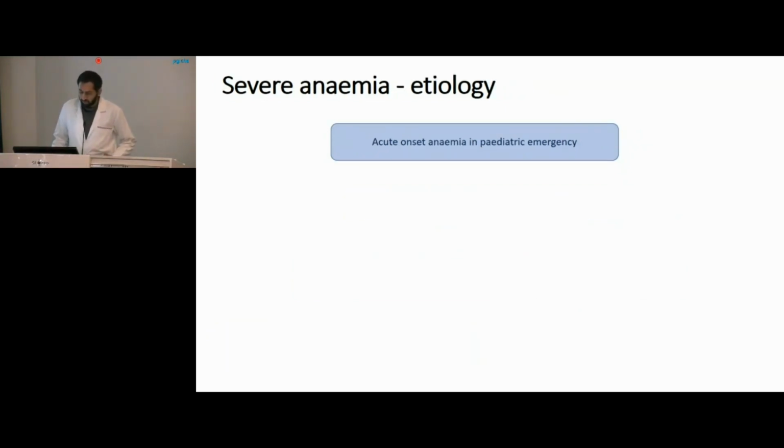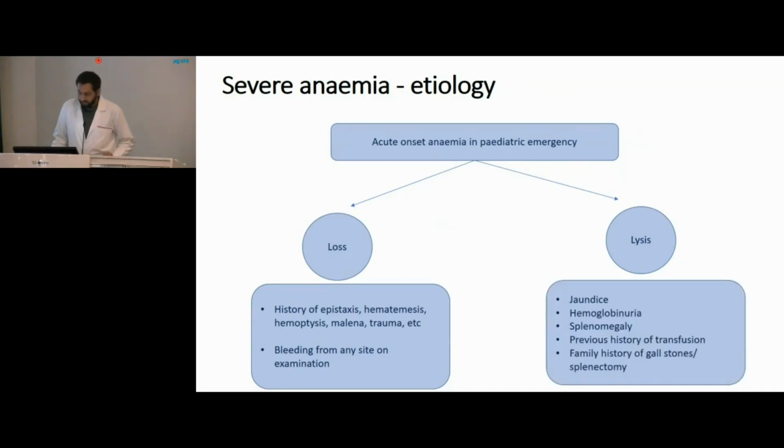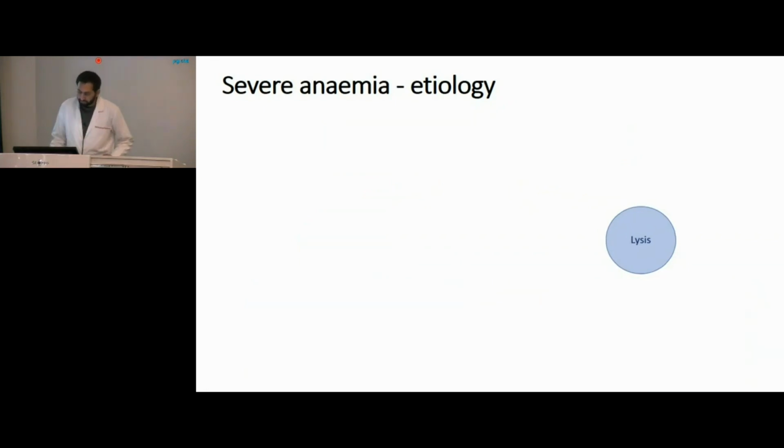When we talk about the etiology of severe anemia, there are 2 reasons by which it can occur. There can be loss of RBCs and there can be lysis of RBCs. When we talk about loss, there should be a history of epistaxis, hematemesis, hemoptysis, melena, or trauma, or any bleeding from any site on examination. We suspect lysis when there is jaundice, hemoglobinuria, splenomegaly, a previous history of any transfusion, or a family history of gallstone or splenectomy. In the index case, the history of loss was not there, but jaundice, hemoglobinuria, and splenomegaly were there.